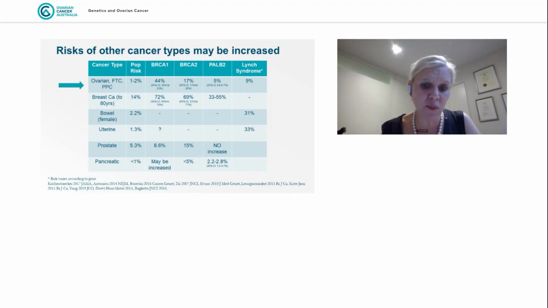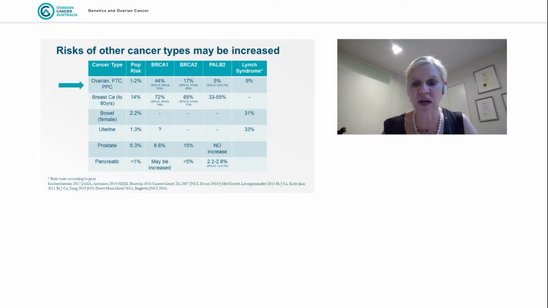And I haven't mentioned some of the more rare genes like ATM, RAD51C and RAD51D and BRIP, but certainly more is known about the genes that are associated with ovarian cancer risk, and more is known about the other cancer types that may be associated with the more recently identified genes.